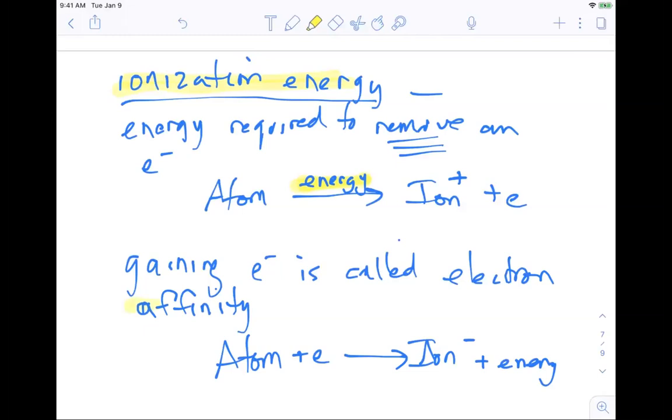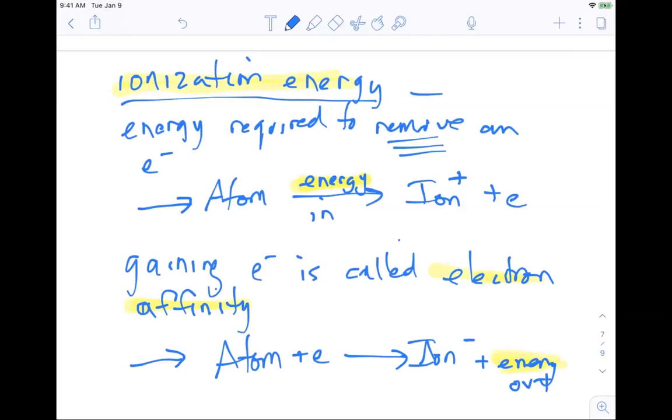Electron affinity is the energy you get out. So this is energy in, this is energy out. That means this is not spontaneous. Electrons do not just fall out of atoms. But if you had an electron and you put it near an atom, that atom will grab onto that electron happily and liberate some energy, right?